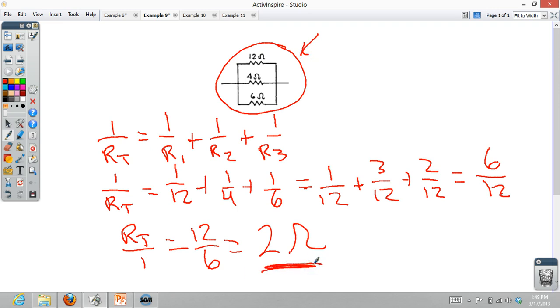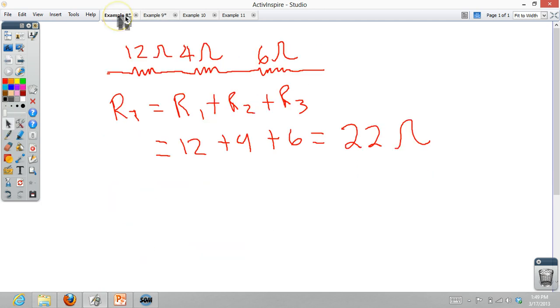The important thing to know about these parallel resistors is the total resistance cannot be any bigger than the smallest resistor. So we do have 2 ohms, and that is smaller than the 6 or the 4. And the 4 is the one that we need to worry about. In the previous example, you'll remember that we added the 3 together. And so for this one, your total resistance of 22 ohms needs to be bigger than your biggest resistor, which it is by far. And so that makes that one a little bit easier.